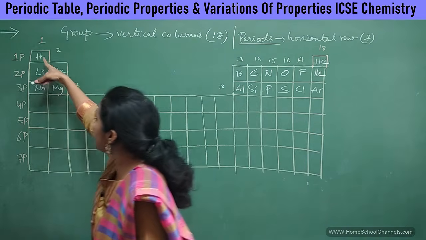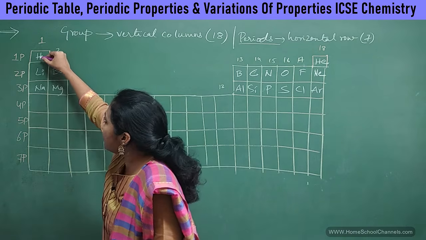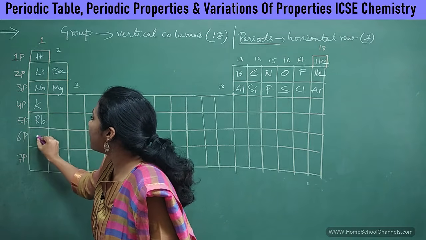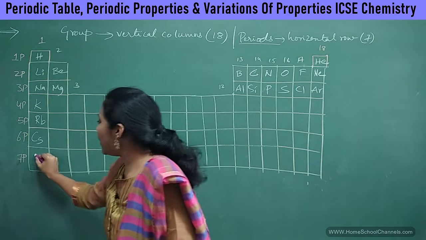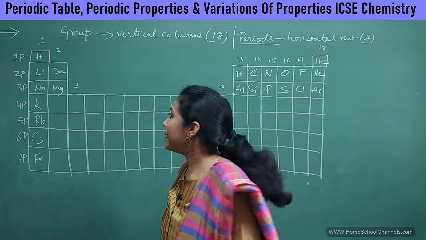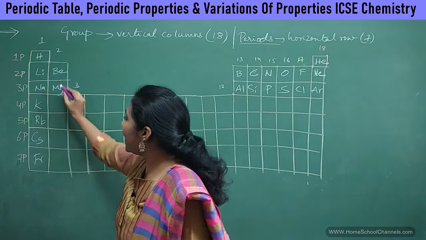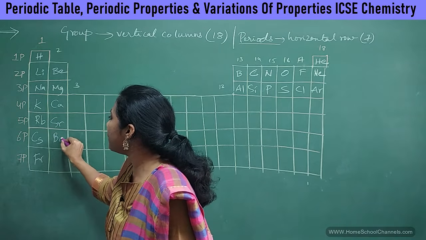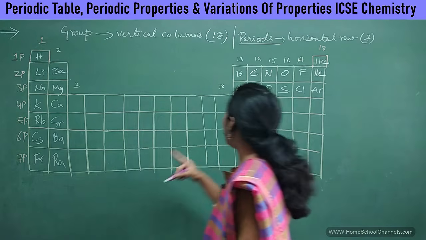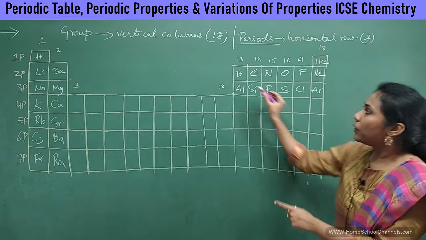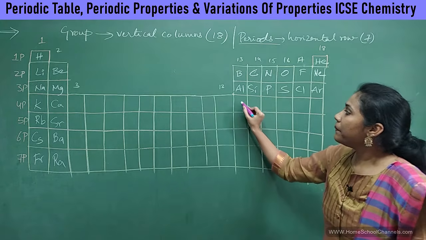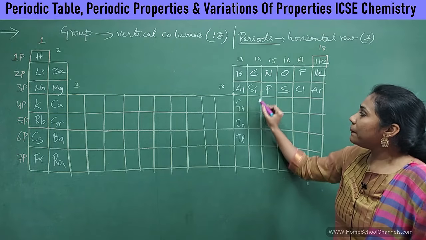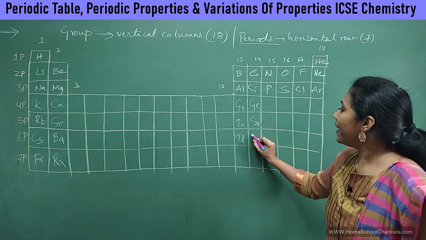You can observe that in the first group the elements are hydrogen, lithium, sodium, potassium, rubidium, and cesium. And one more, francium, a radioactive element. Coming to the second group, the elements are beryllium, magnesium, calcium, strontium, barium, and radium, right? Now let me go to the 13th group: boron, aluminium, gallium, indium, and thallium. And here carbon, silicon, germanium, tin, and lead.